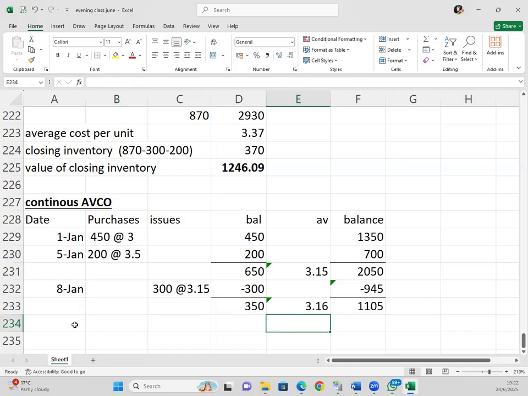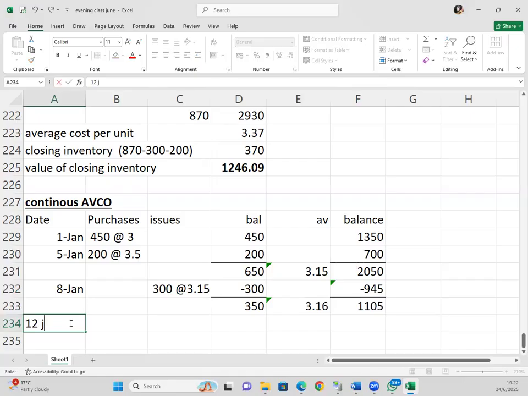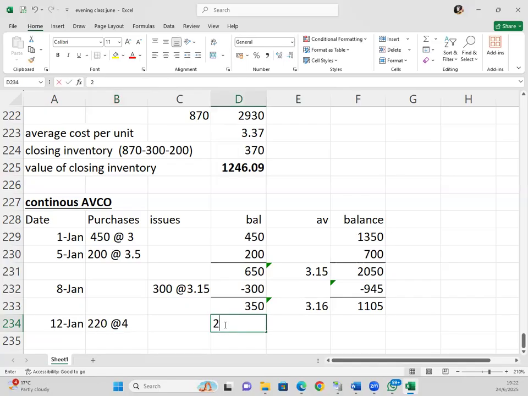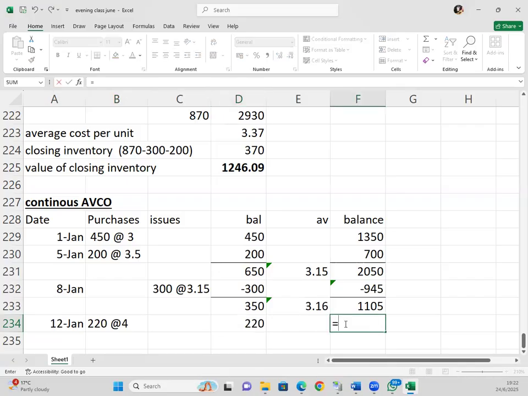The next date is what? 12. What happened on the 12th? 220 at what price? 4. So these are purchases, you are adding 220. This side you are adding the value, those 220 by 4.